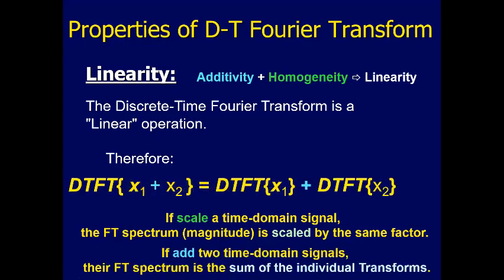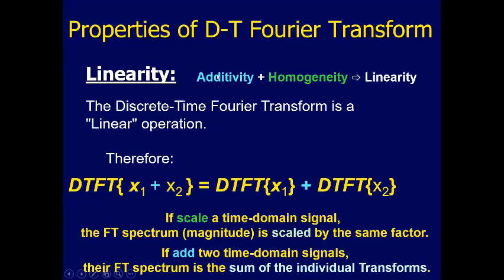Likewise, the discrete time Fourier transform is additive, which means if x1's discrete time Fourier transform is known and x2's discrete time Fourier transform is known, if I take the discrete time Fourier transform of their sum, that DTFT better look like the sum of the individual DTFTs.